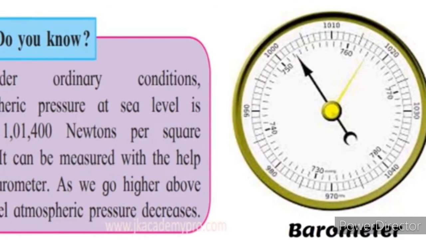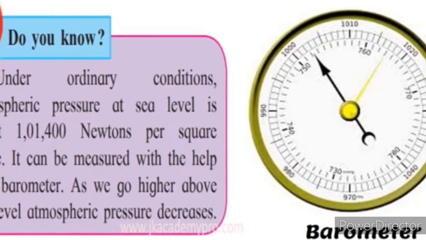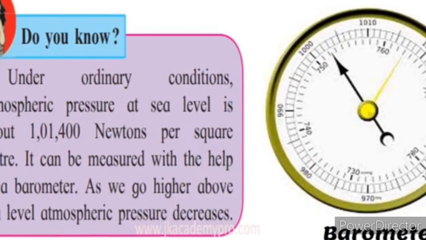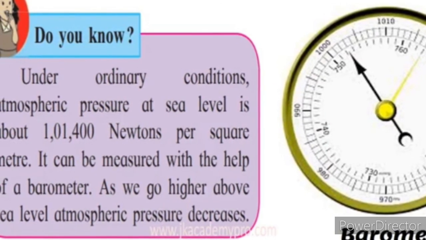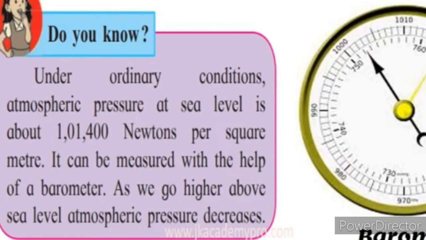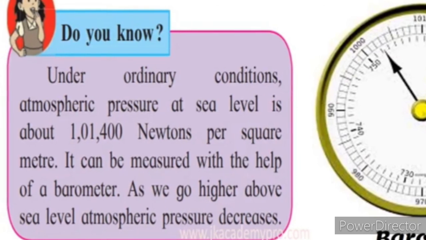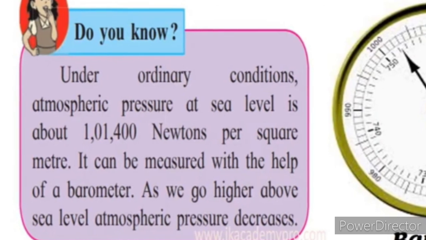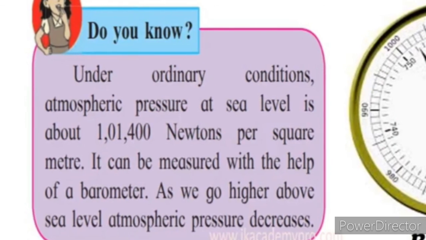Under ordinary conditions, atmospheric pressure at sea level is about 1,01,400 newtons per square meter. It is the atmospheric pressure, and it can be measured with the help of a barometer. As we go higher above sea level, the atmospheric pressure becomes low, means it decreases. And how can we measure the atmospheric pressure? By the barometer, and its unit is newtons per square meter. Means atmospheric pressure is counted in newtons per square meter.